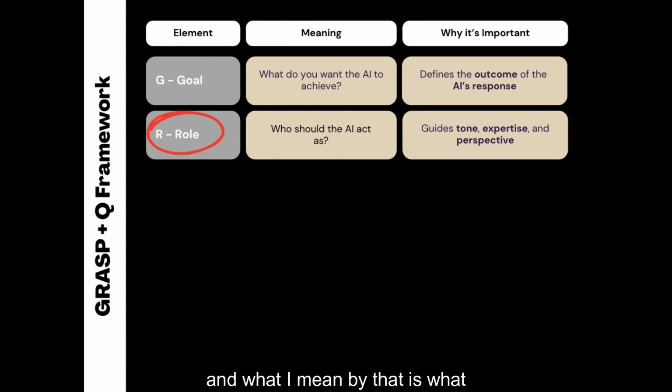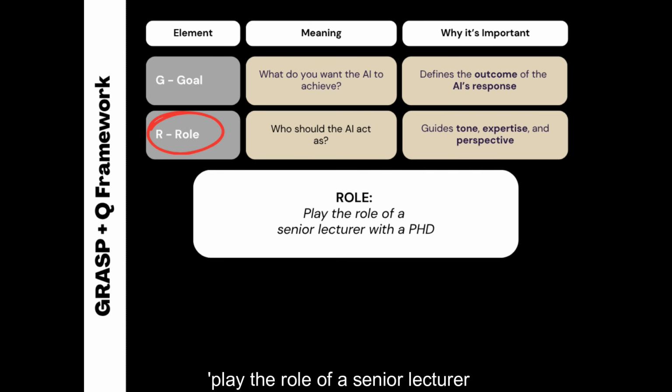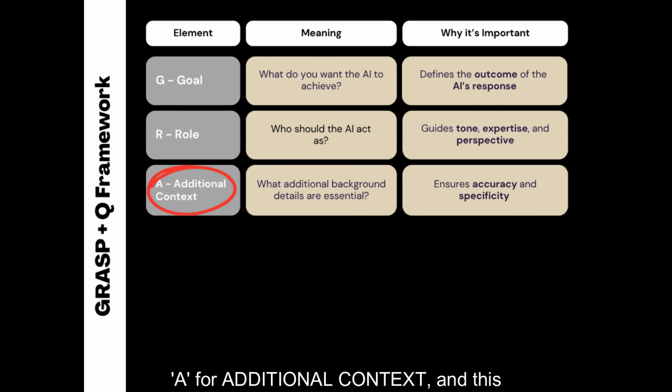The second letter R is for role, and this is who should the AI act as. And what I mean by that is, what role would you like the large language model to play to bring in a certain tone, expertise, and perspective? And an example of that might be play the role of a senior lecturer with a PhD, following on from that first example.